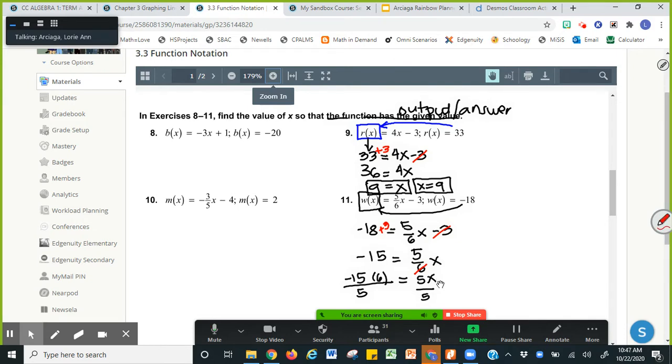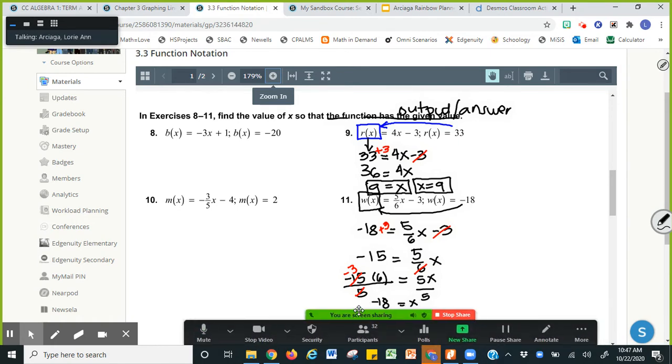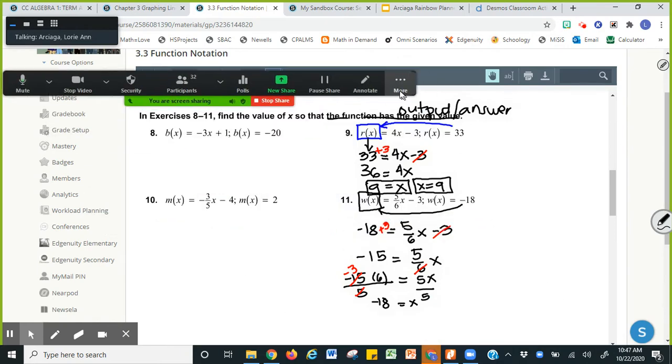So let's simplify. Negative 15 divided by 5 is negative 3. And even without a calculator, you can multiply negative 3 times 6, right? So that will be x is equal to negative 18. So that's the final answer. Okay, let's make a box over it.